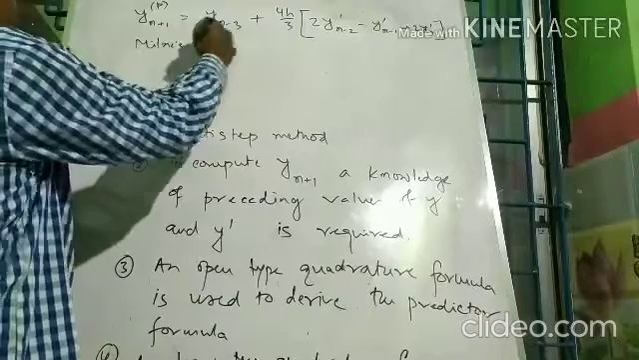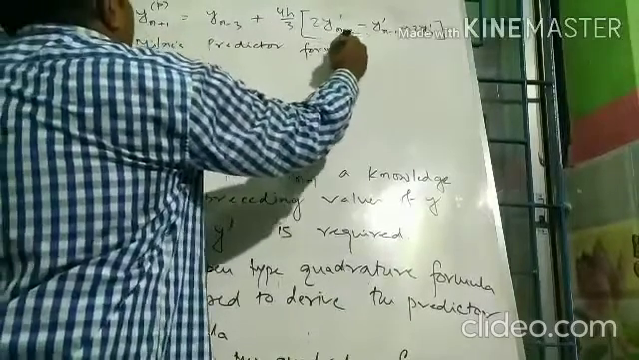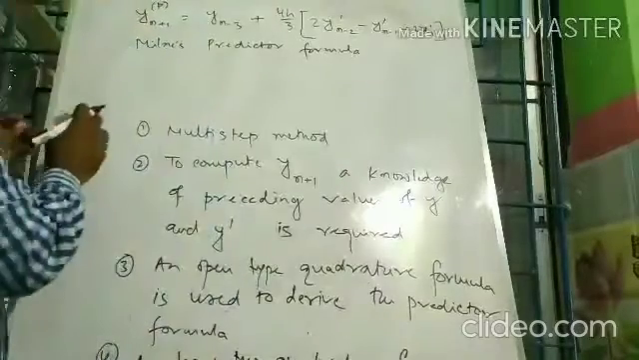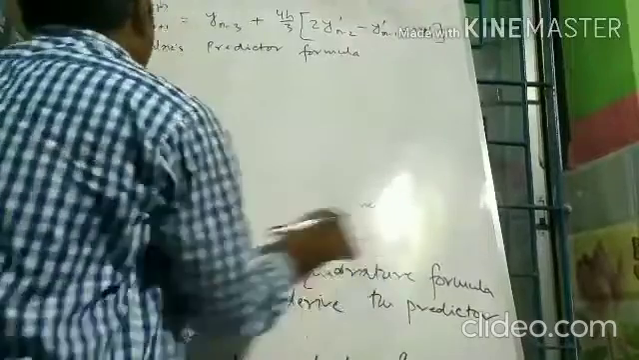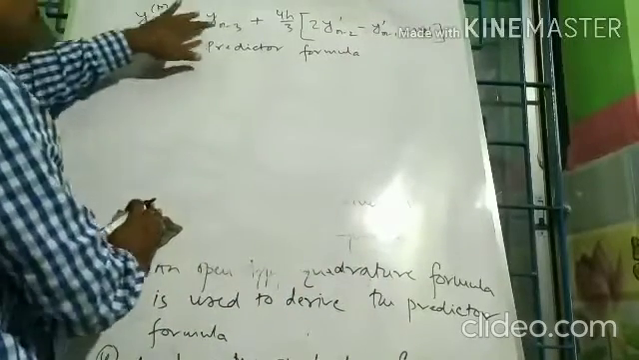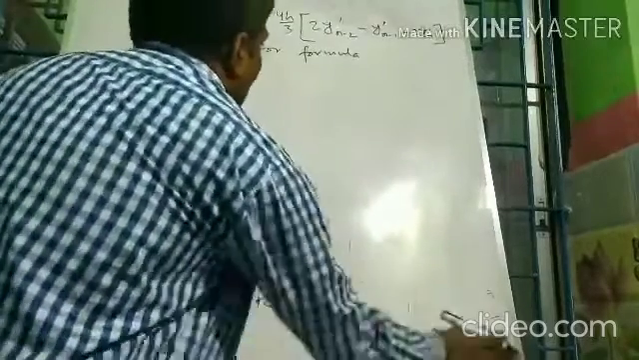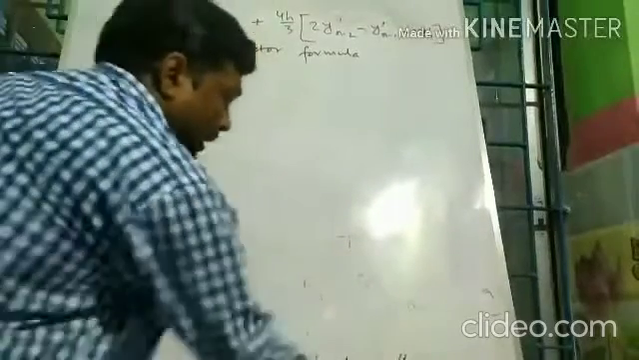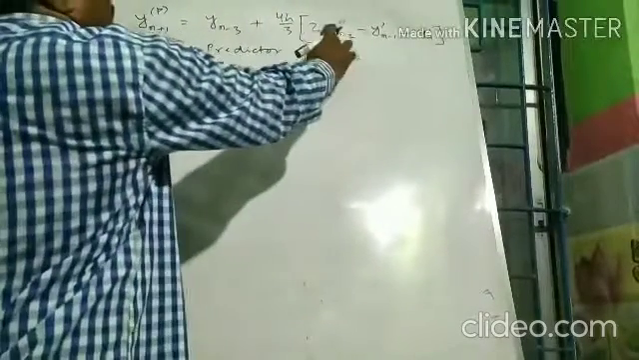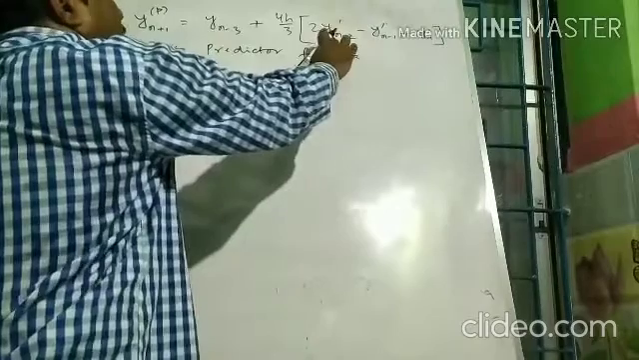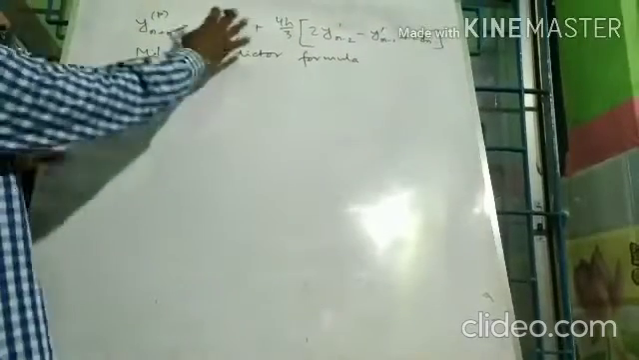Milne's predictor formula. So the predicted value of yn plus 1 equals yn minus 3 plus 4h by 3 times (2yn minus 2 prime minus yn minus 1 prime plus 2yn prime), where the primes mean the first order derivative of y at the respective points. This is Milne's predictor formula.